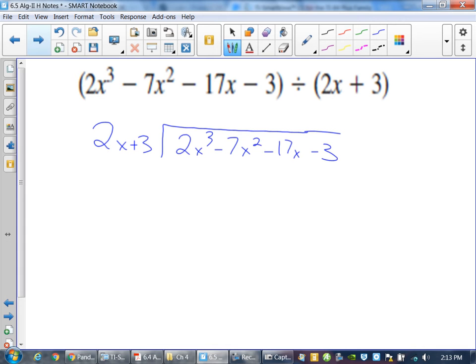Let's say this didn't have a 17x. I'd have to put in a 0x as a placeholder. That's what I'm getting at. And I have an example of that here in a couple minutes. Okay. So right now I have this all written out.